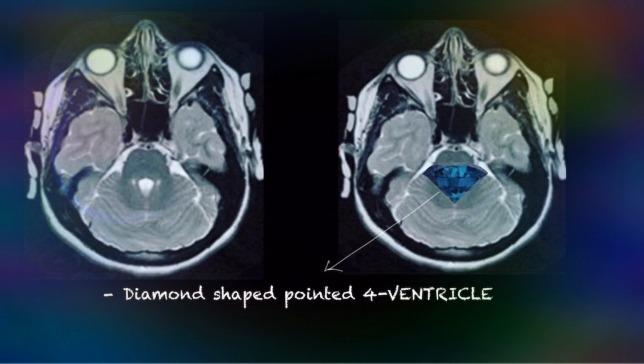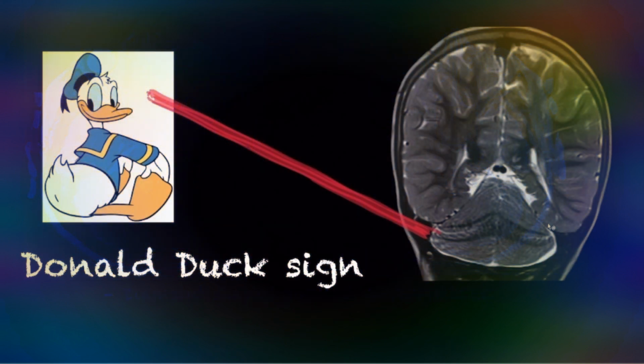Now coming to the secondary findings. I had told you earlier that because of the fusion of the cerebellar hemispheres, the shape of the fourth ventricle will change. So look at the fourth ventricle. The fourth ventricle is appearing like a diamond or a pointed fourth ventricle. So this is the classic fourth ventricle appearance in Rhombencephalosynapsis.